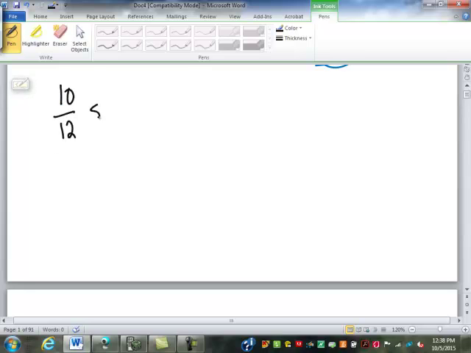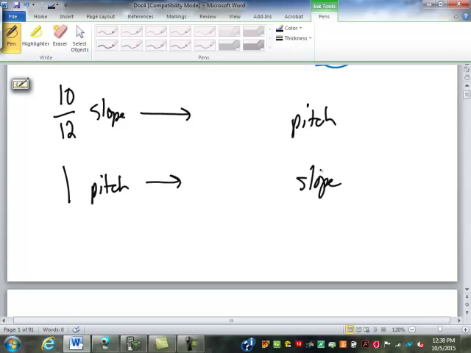So 10/12 slope, convert it to a pitch, and a 1 pitch, convert it to a slope quick. Make those work in your notes for me. It's a 1 pitch, yep.